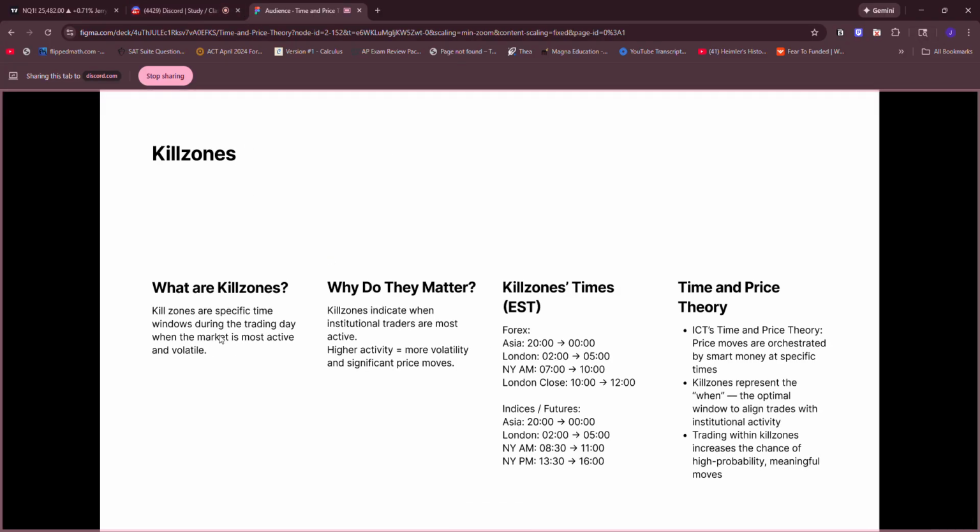Kill zones are specific time windows during the day when the market is most volatile and active because there's a lot of institutional traders trading at this time. So if you trade forex, these are your kill zone times. London and Asia are the exact same between indices and futures. It's just the AM session is a little confusing. New York AM is kind of similar. It starts at 7 to 10, while New York AM for indices is 8:30 to 11.